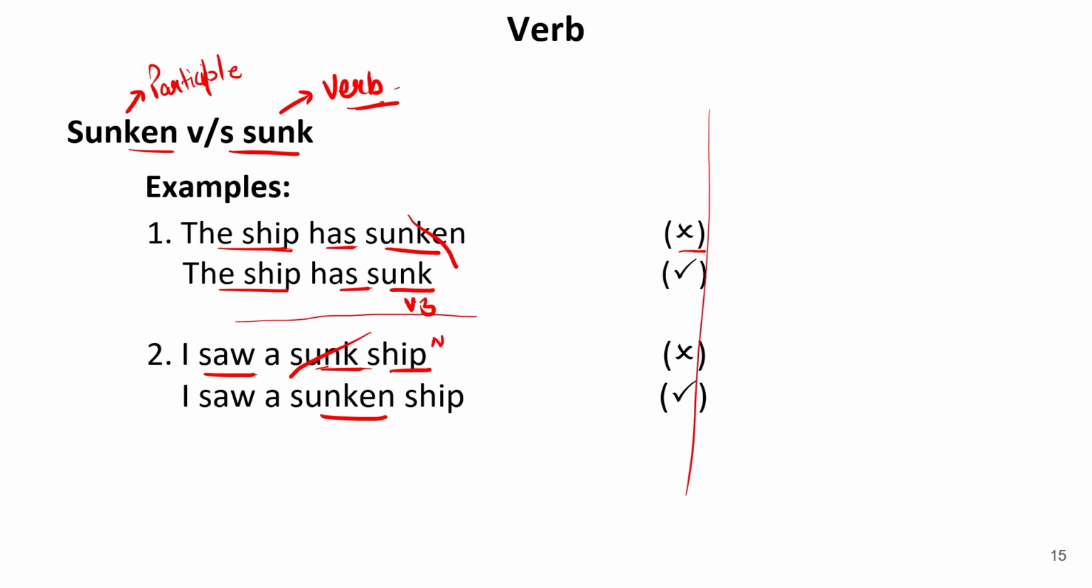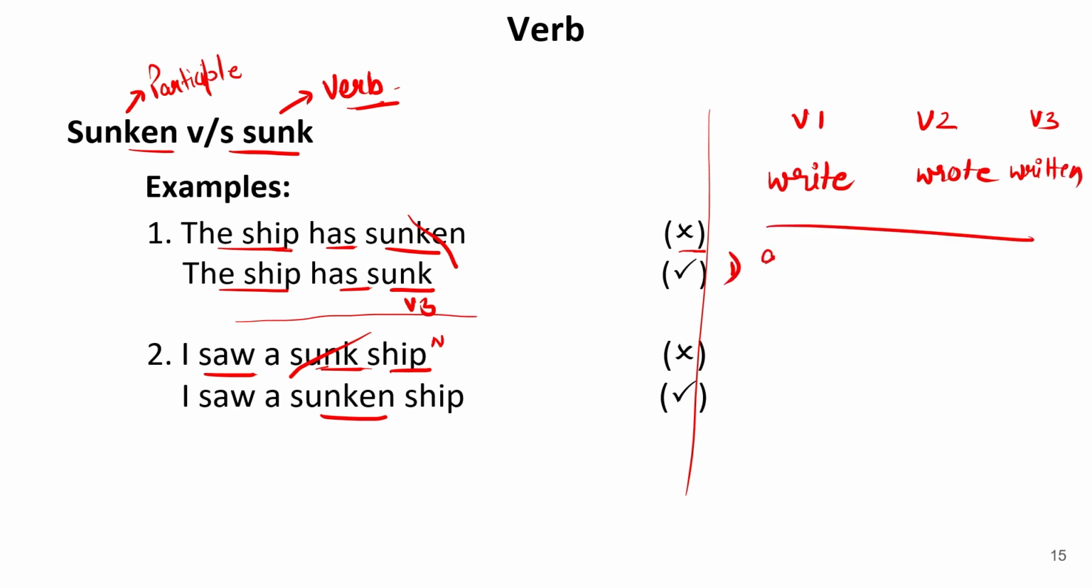Now, let us see a word. If I have the word write, this is the first form. The second form is wrote, that is W-R-O-T-E. Then the verb third form is written, W-R-I-T-T-E-N. Now, we have two types of sentences. One is I have written the letter. It means something which I have done. I have performed some action. So written is the verb third form.